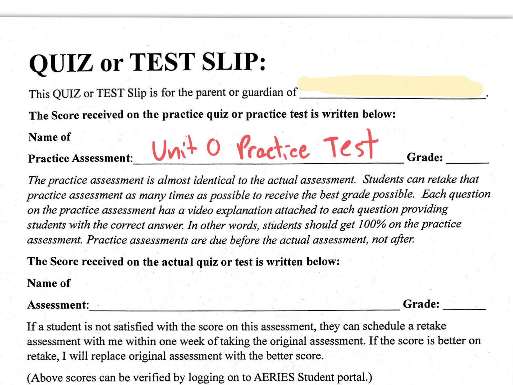And then you're going to get the actual test. You're going to take the test. And immediately when you finish the test, you're going to have your grade. You'll know your grade. So down here, it says the name of the actual test. Right here, you're going to put for today, Unit 0 test or test Unit 0. And hopefully you get a good grade.